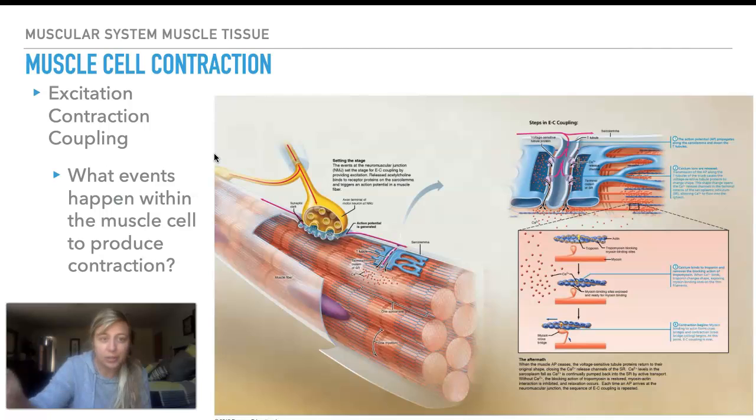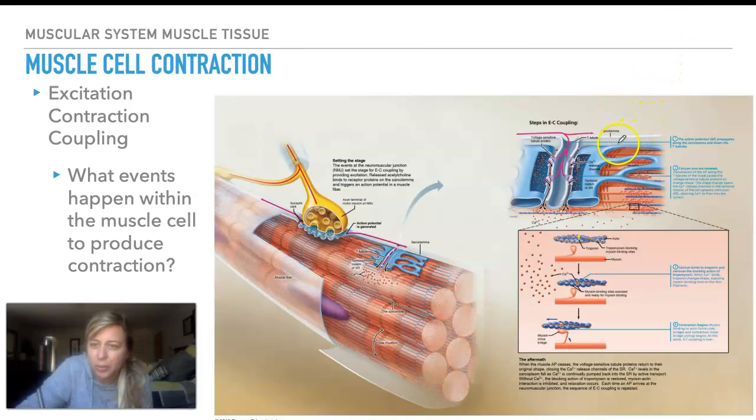So the next thing that we're going to look at is the second step of this, which is called excitation contraction coupling. These are the events that bridge between the events that just happened at the nerve and what's actually going to happen inside the muscle cell. So we can see some of the parts here that we learned about during the anatomy of the muscles in the previous lecture.